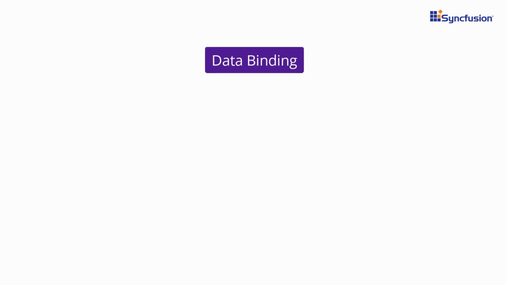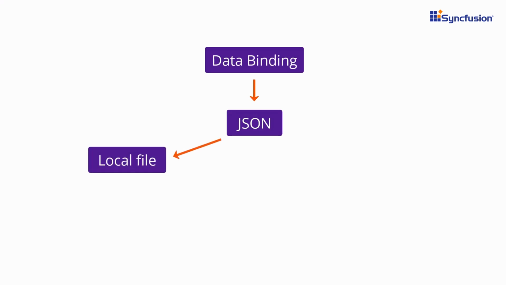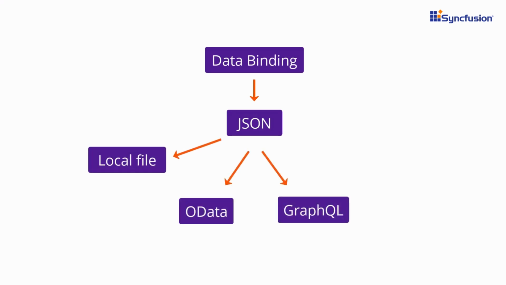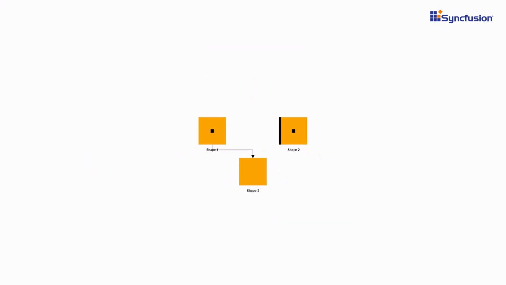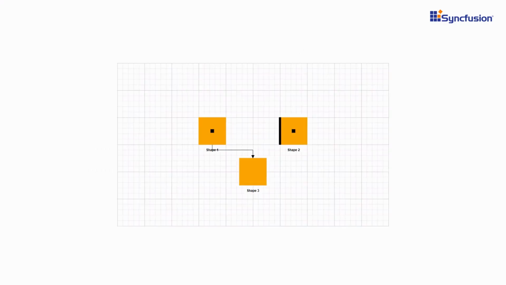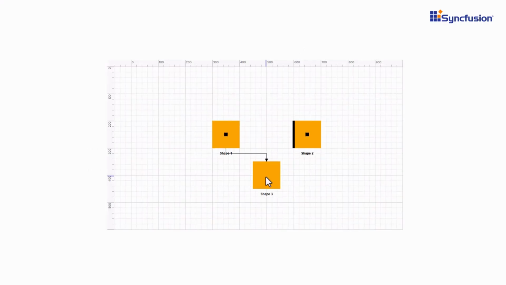Want to connect your diagram to real data? Bind it to JSON, whether from local files or data fetched from OData, GraphQL, or web APIs after fetching and preparing the data for JSON binding. For perfect alignment, use grid lines, rulers, and snap to grid.